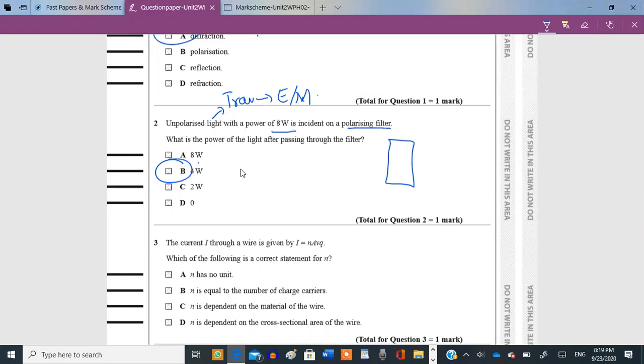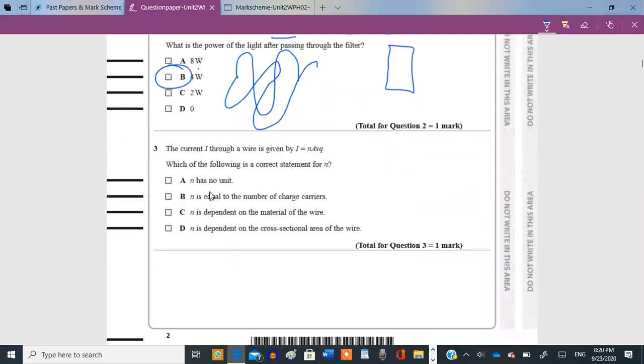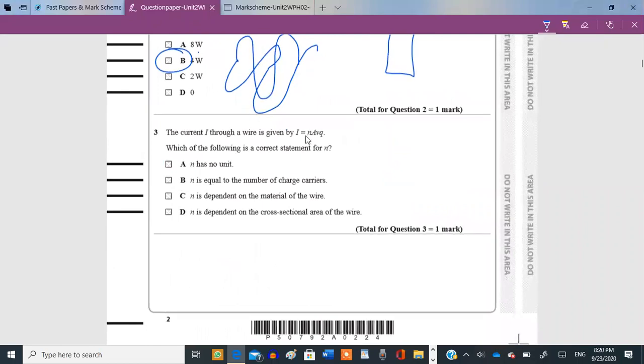It is made up of two vibrations, vertical and horizontal, right? So the polarizing filter will absorb one of these two vibrations and allow the other one. So half of the intensity would be reduced. Then 3 says the current I through a wire is I equals NAQV.